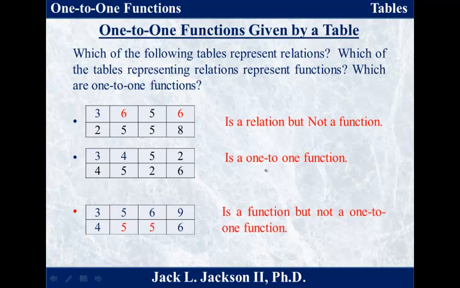This first one is a relation, but not a function. Notice that the two 6's there are repeated on the inputs, so it's not a function. It is a relation because it does represent a set of ordered pairs, 3, 2, 6, 5, 5, 5, and 6, 8. But it's not a function because of the two 6's repeating. The next one is a one-to-one function. No repeats in the first coordinate, no repeats in the second coordinate. And the last one is a function, but it's not one-to-one because of the repeats in the two 5's that you see there in red. Two second coordinates the same.